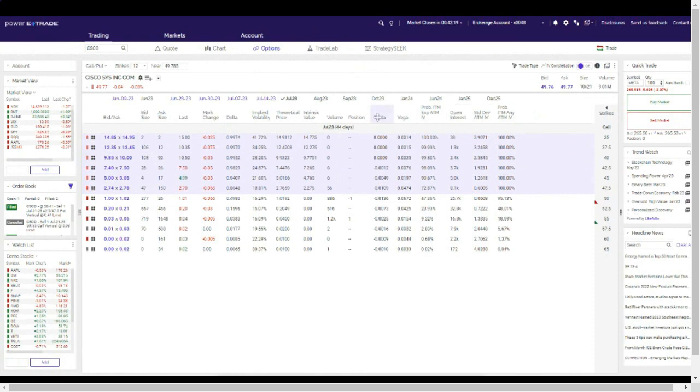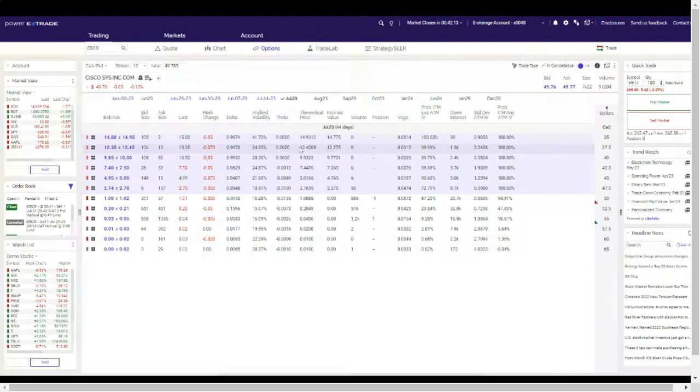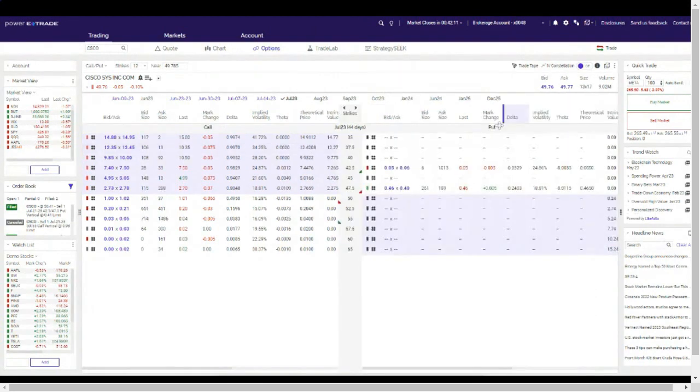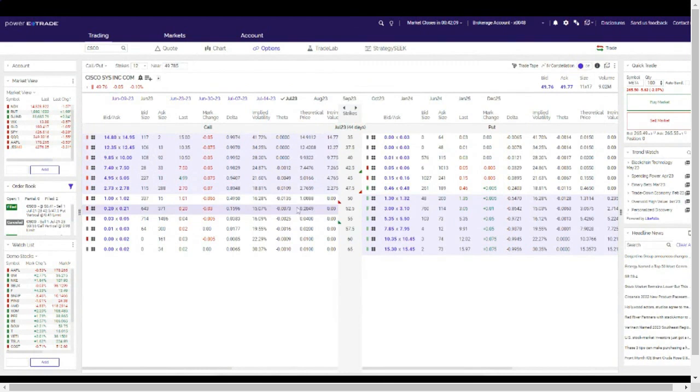And if all of a sudden I wanted to see theta in my main column, simply grab the header, drag it over, and now theta will show in my main view of the chain itself.